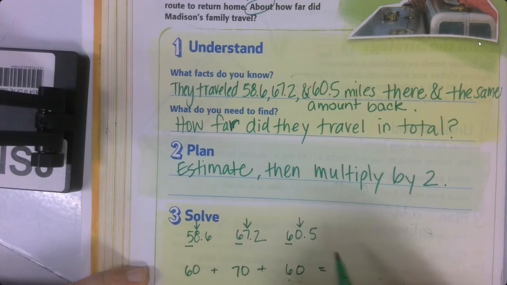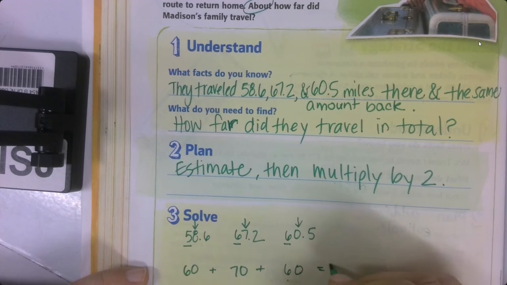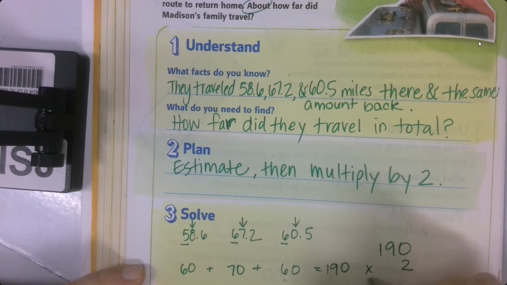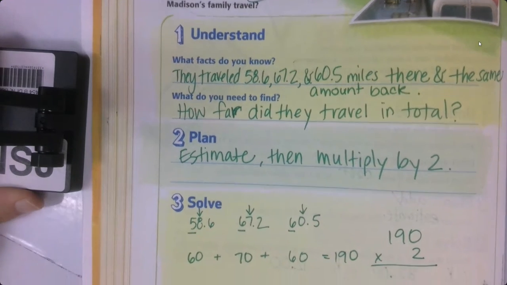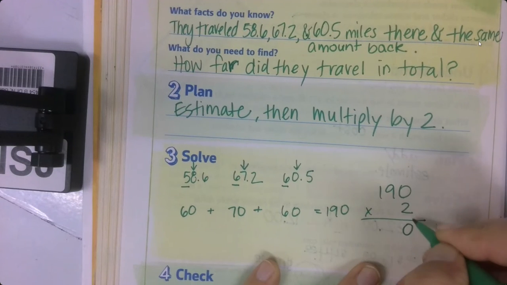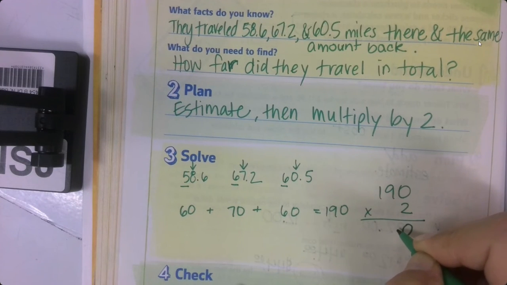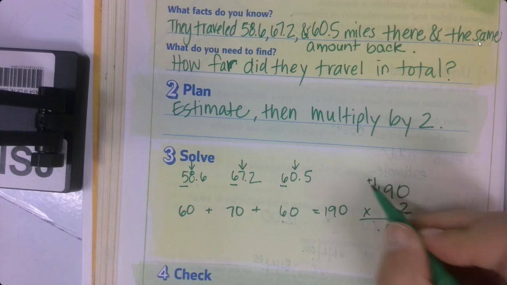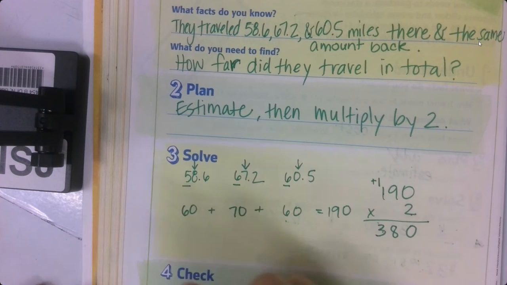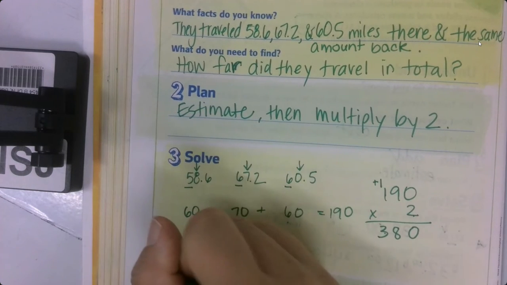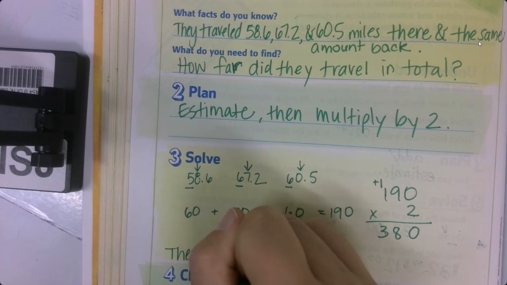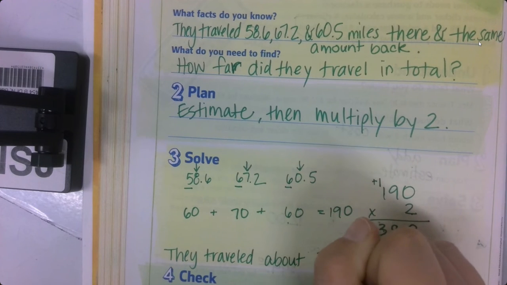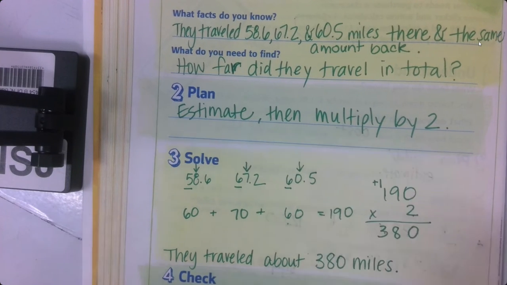Add those together, right? 120 plus 70 is 190. And then a quick multiplication problem. 2 times 0 is 0. 2 times 9 is 18. Regroup. 2 times 1 is 2, plus 1 is 3. So they traveled about 380 miles. Okay.